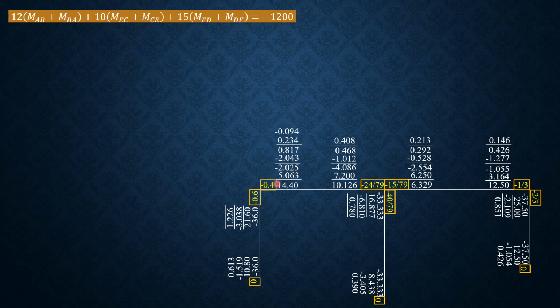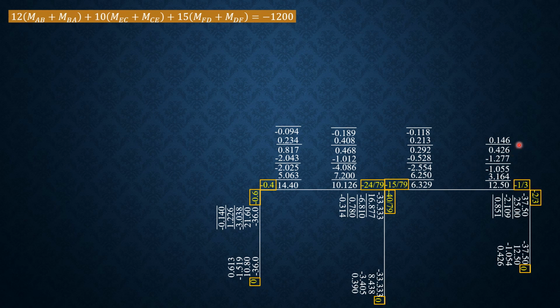So 0.234 times negative 0.4, negative 0.094 lakh. 0.234 times negative 0.6, 0.140 lakh. 0.408 times quantity 0.408 plus 2 plus 0.213, close, times negative 24 over 79, negative 0.189 lakh. Same quantity times negative 15 over 79, negative 0.118 lakh. Same quantity times negative 40 over 79, negative 0.314 lakh.